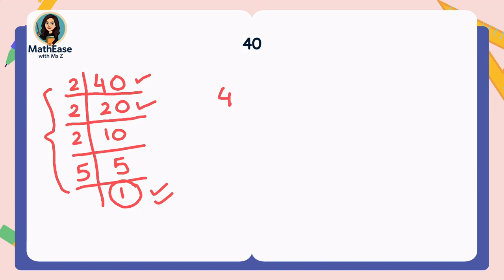All you have to do is write 40 along with an equal sign. Now multiply all the numbers here. So you get 2 times 2 times 2 times 5. Sometimes this can be your answer. Other times, your teacher can ask you to write it in its exponential form.